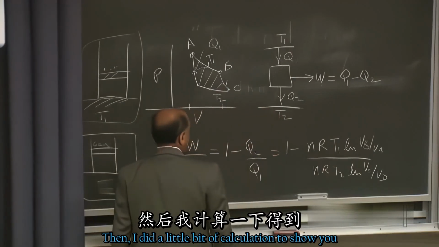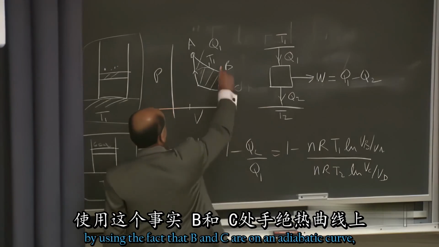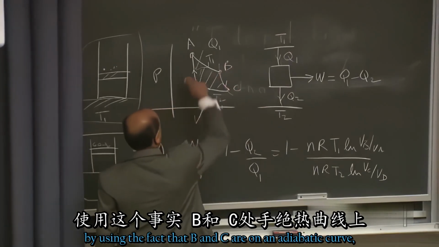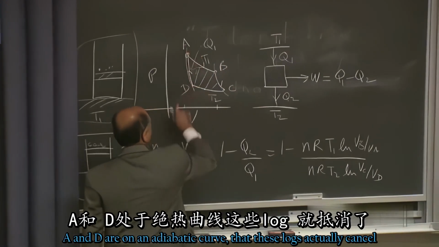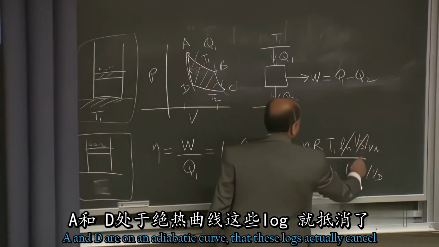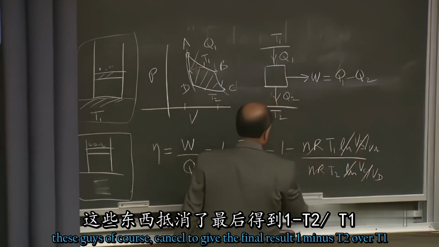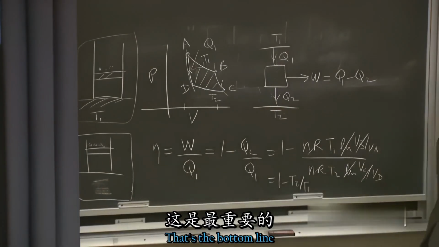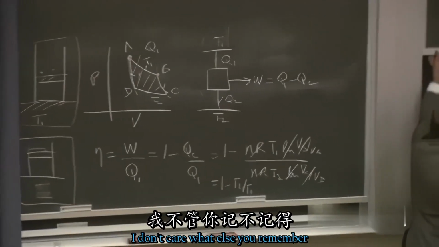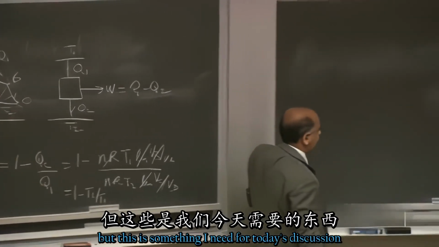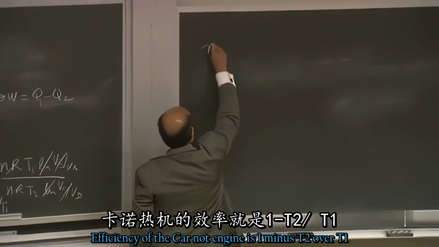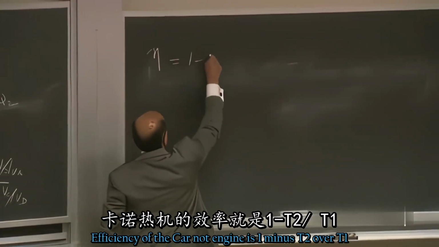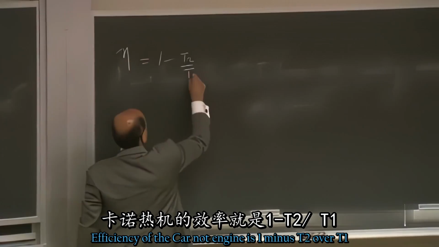Then I did a little bit of calculation to show you, by using the fact that B and C are an adiabatic curve, A and D are an adiabatic curve, that these logs actually cancel. These guys, of course, cancel to give the final result, 1 minus T2 over T1. That's the bottom line. I don't care what else you remember, but this is something I need for today's discussion. Efficiency of the Carnot engine is 1 minus T2 over T1.